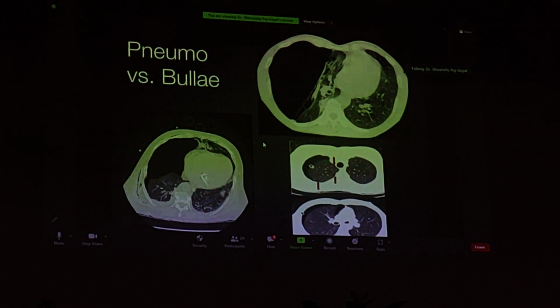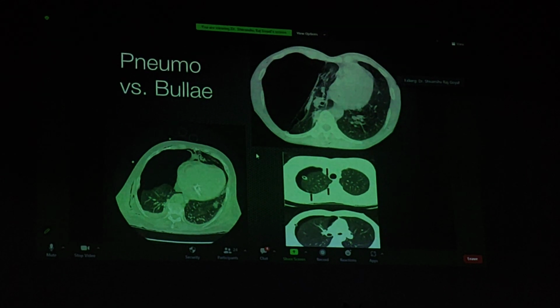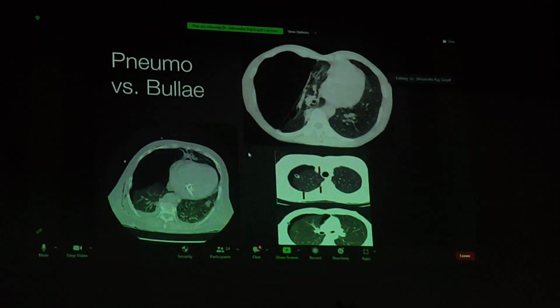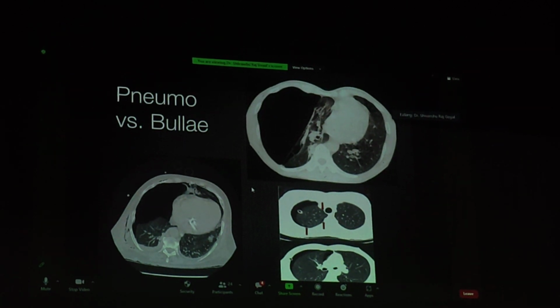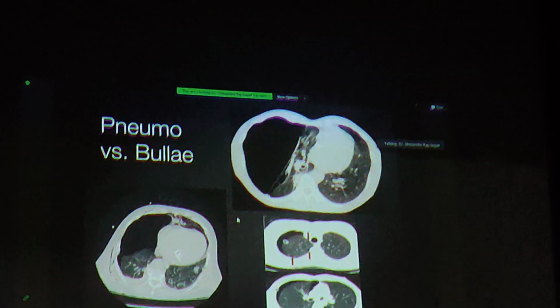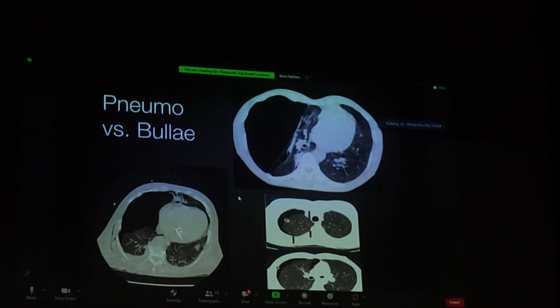Pneumothorax or a bulla. That means this is a dilemma because the management is completely opposite. If you put a chest tube in a pneumothorax, the patient will drastically improve. If you put a chest tube in a bulla, you might end up creating more complications. Bulla is a parenchymal problem. Pneumothorax is a pleural problem.